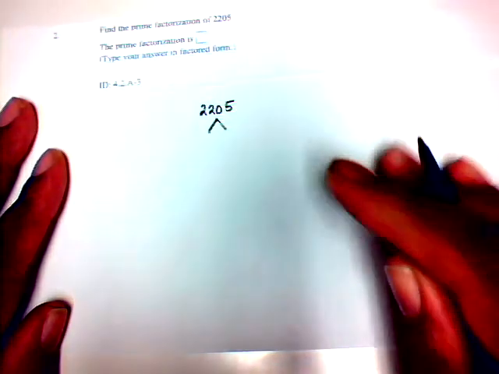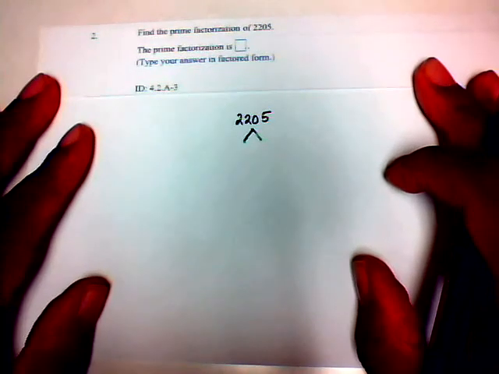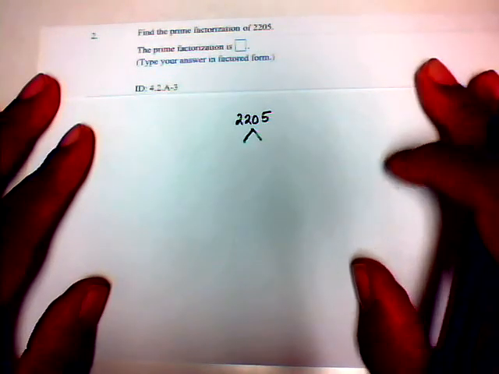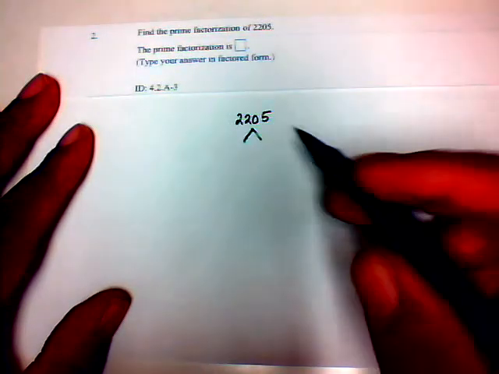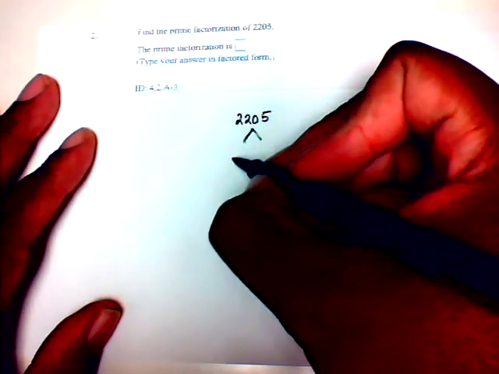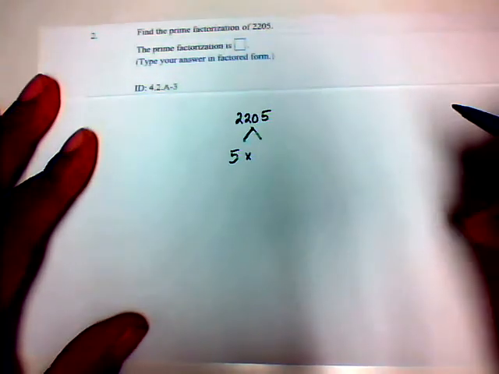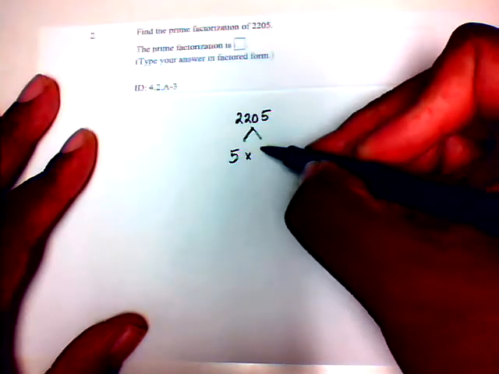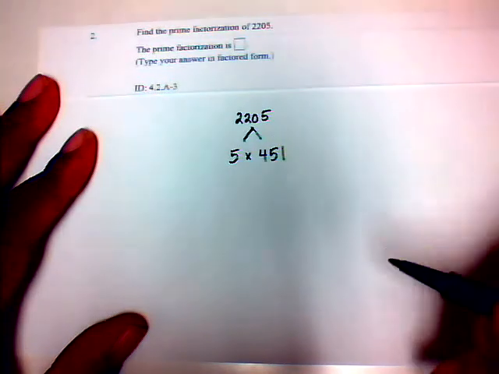One way of finding the prime factorization is using the factor tree. And when we start the factor tree, we want to find two numbers that would give us a product of 2,205. Well, in this case here, I see that this number ends in 5, so let's use 5. Okay, and then we want to divide 2,205 by 5. This will give me, let's see, 451.